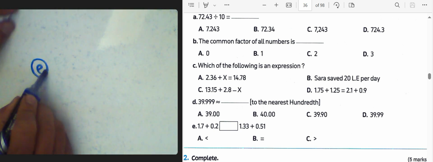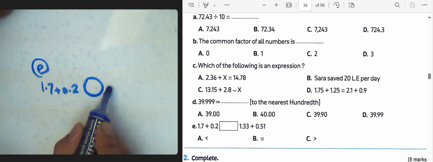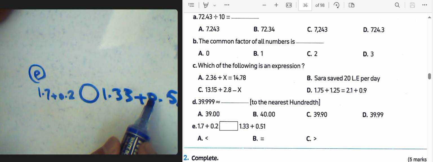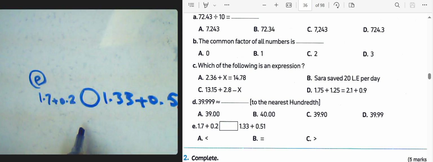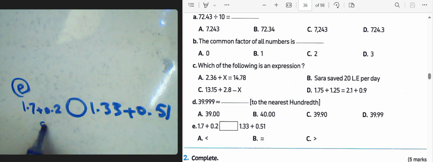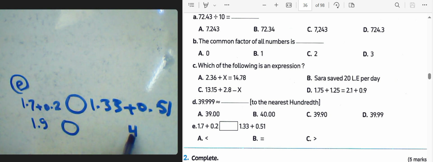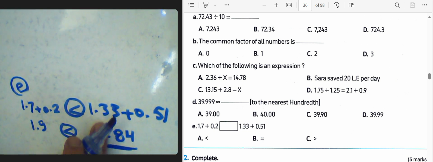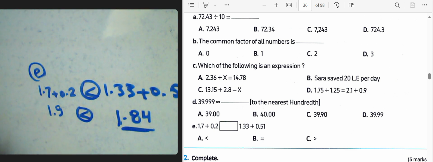Next question, letter D. Letter E, 1.7 plus 0.2 and 1.3 and 3 plus 0.5 and 1. We can add two numbers here together to find the result. Okay, we can write 9.1 and here 3 plus 5, 3 plus 1 is 4, and 3 plus 5 is 8, and 1 plus 0 is 1. Then the result will be here 1.84. This is the answer to question letter E.